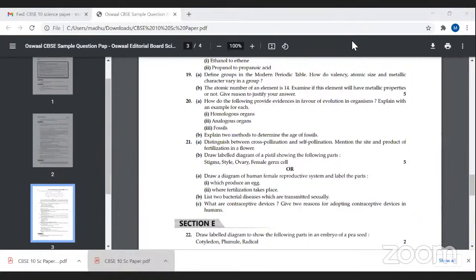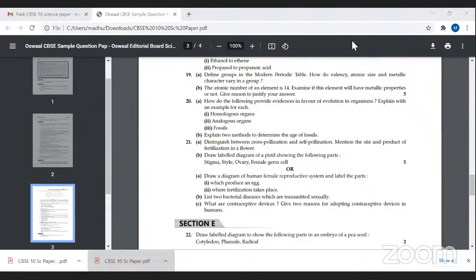21B. List two bacterial diseases which are transmitted sexually. Can anybody answer this question? The oviduct was also a correct answer for the previous one. So, two bacterial diseases which are transmitted sexually. Yeah, syphilis and gonorrhea, that's correct. Chlamydia is also correct. I asked for two, and you have given me the answers, that's correct. Now let's move on to the next question.